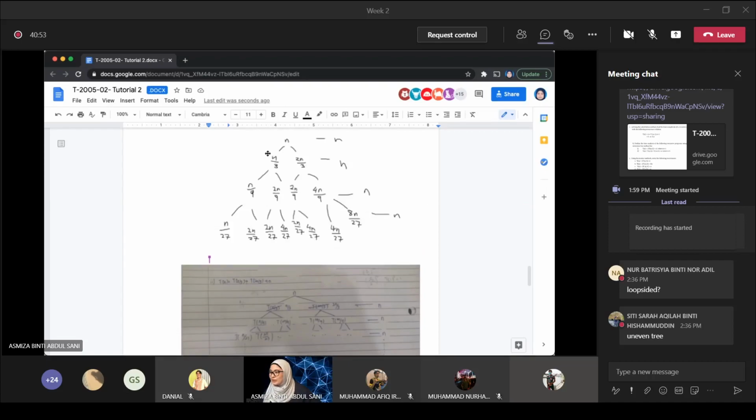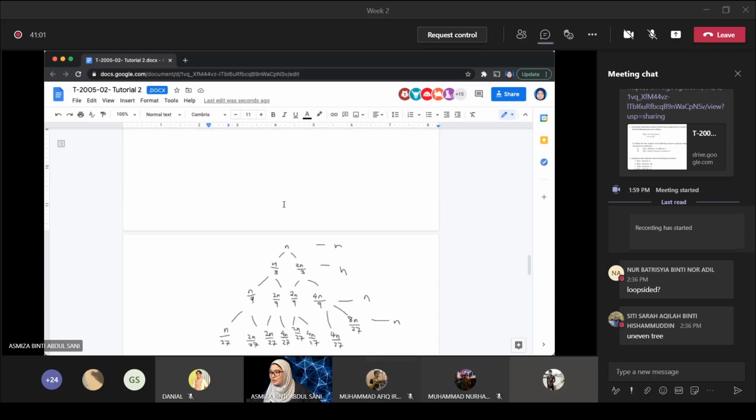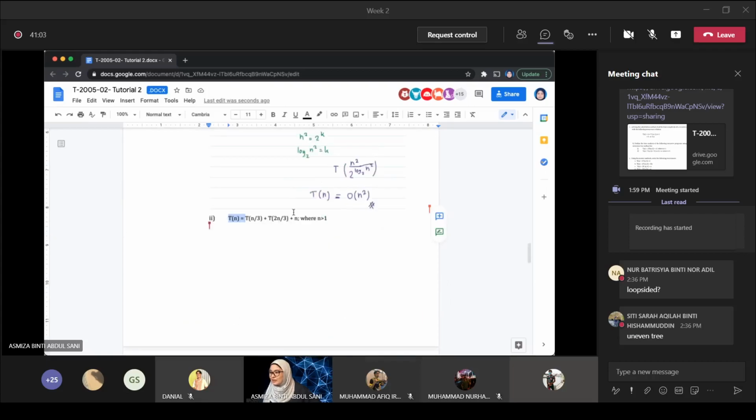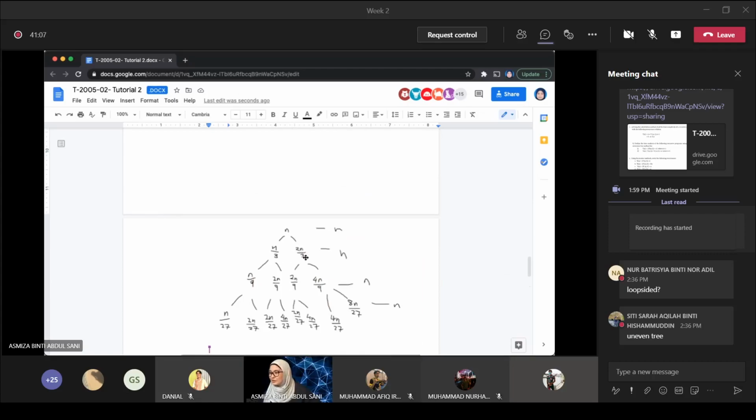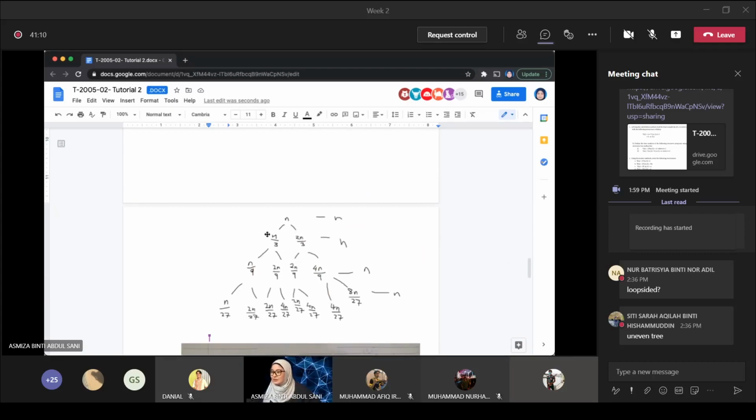Just like the first one, whereby we can see that when it goes down, it will break into n over 3 and 2n over 3, and the work done at this level is the same, because this is only n. So for n over 3, when it breaks into the two branches, it will go into n over 9 and 2n over 9.